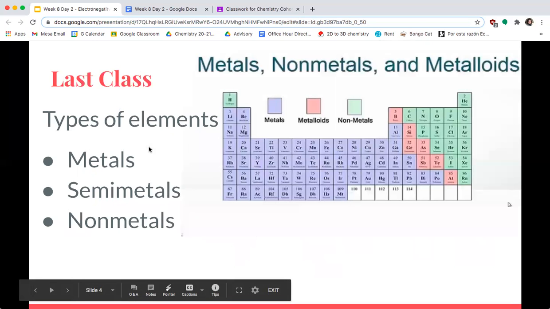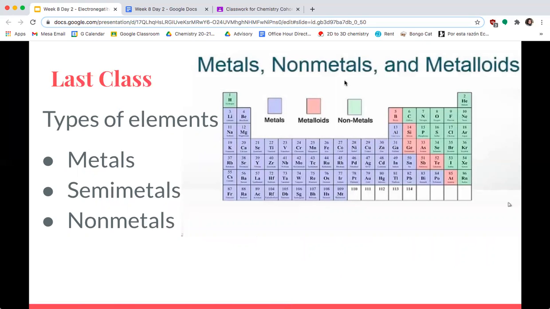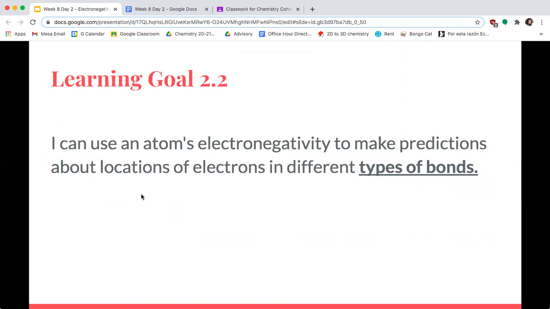All right, last class, we also talked about metals, semi-metals, and nonmetals. Metals are over here, nonmetals are over here. Important to know that hydrogen is special. Even though it's on the metal side, it is a non-metal atom. Going forward, we're going to eliminate semi-metals. I know you had to take notes for that, but we're not going to worry about it too much. It's kind of specific.